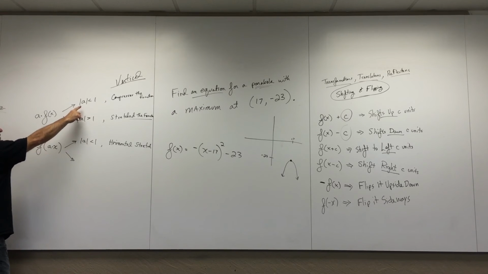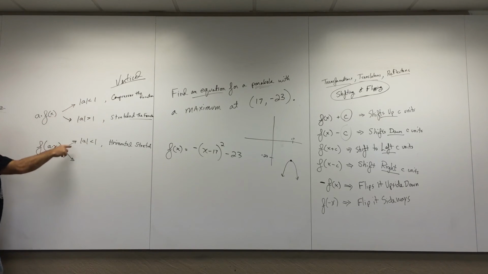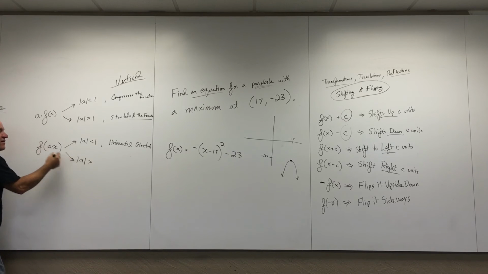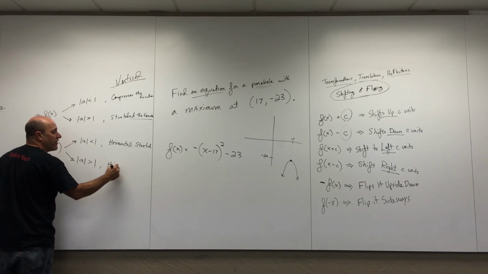What was it up here? A vertical compression. But down here it's a horizontal stretch. What if that absolute value of A is greater than 1? What if that A is bigger than 1? Then it's a horizontal compression.